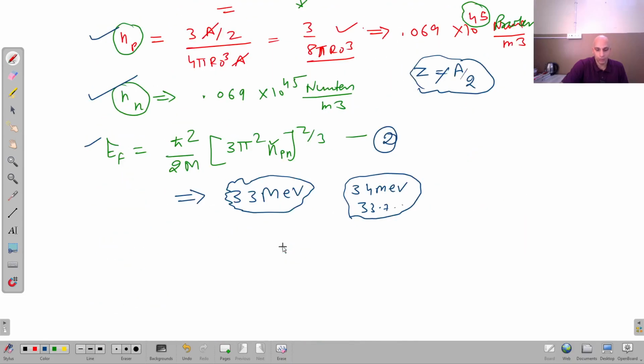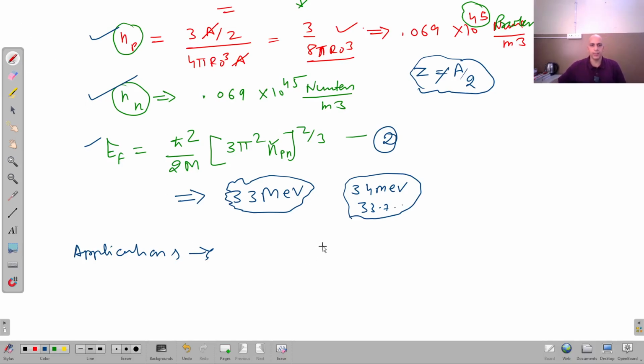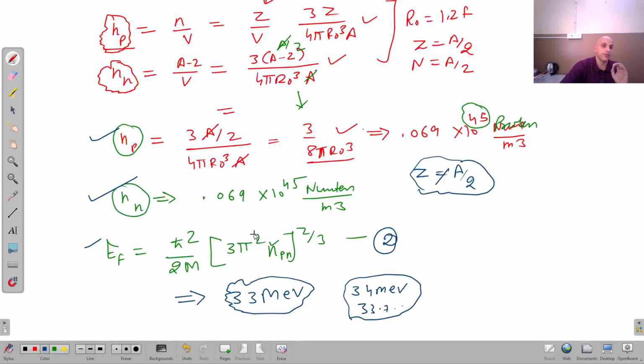So we have explained it. Now I am coming to the applications of this Fermi gas model. As far as the applications, the very first thing is that we are able to calculate the depth of the potential barrier of the nucleus, for both neutron as well as proton. This is the big success of this model.